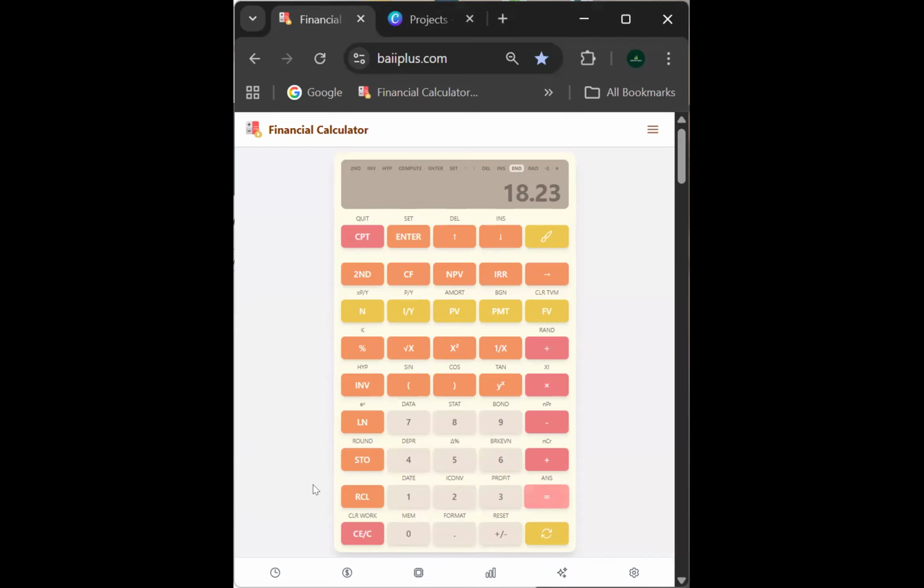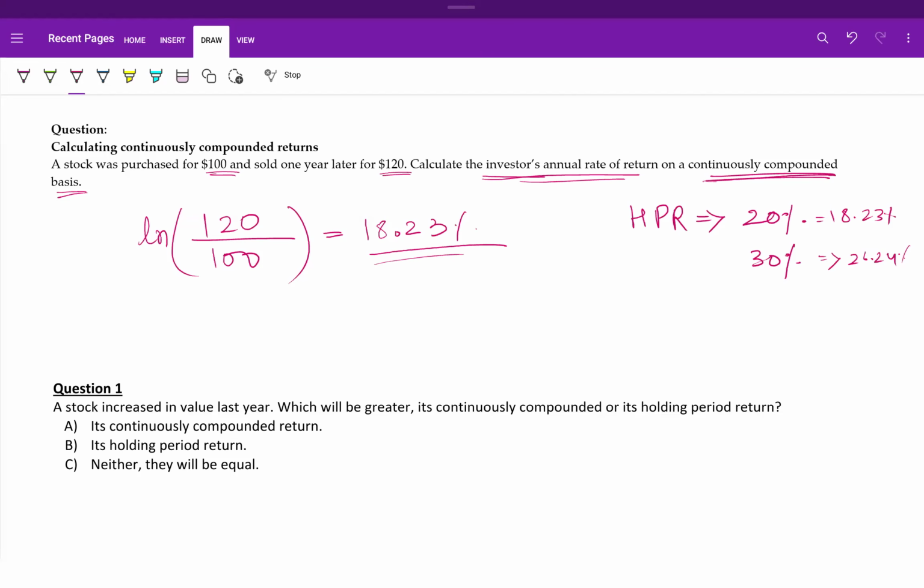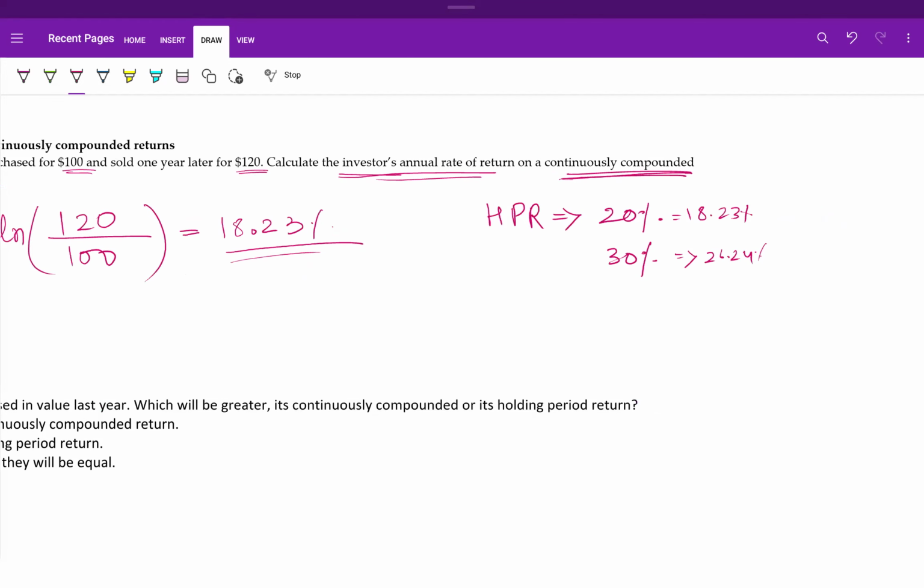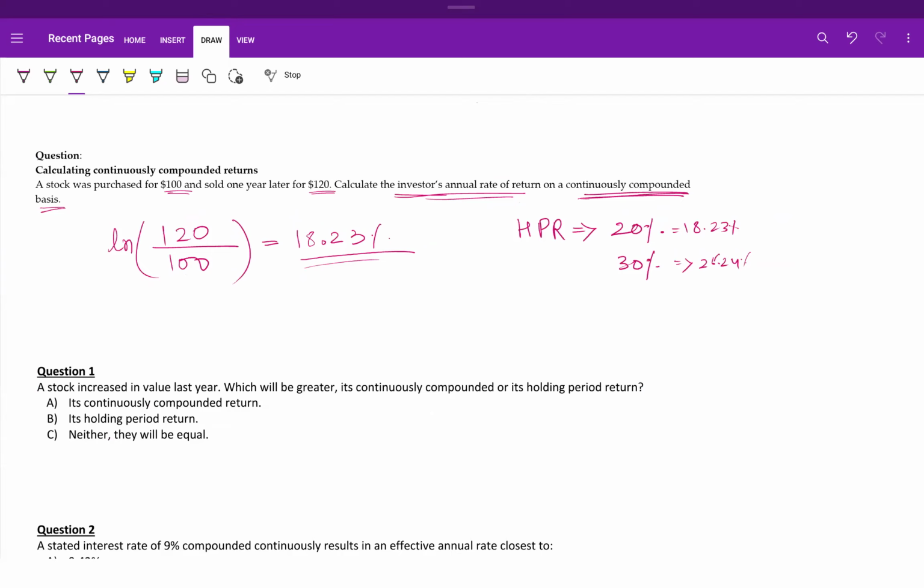18.23%. And similarly, if the return is 30%, we are going to add 1.3. This is the return. We simply click on the ln log function. This is going to give us 0.2624. Now we multiply this by 100 to convert it into a percentage, and this is going to give us a return of 26.24 percent. This return is based on the holding period return. So we have calculated the continuously compounded return here: 26.24 percent.